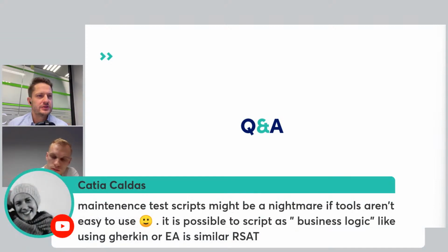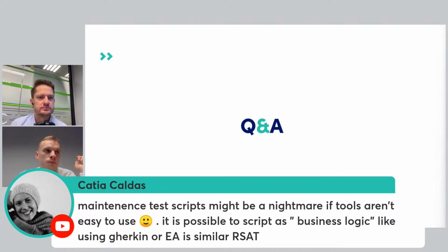And this is, I think, not a question. Maintenance of test scripts may be a nightmare if the tool isn't easy to use. Yes, that's correct. This is the nightmare. Is it possible to script as business logic, like using Gherkin for EA, similar to RSAT? The Gherkins are a little bit different for sure, but comparing EA and RSAT, you can be sure that Executive Automats is way easier to use. I personally worked with both tools, and what I like the most about Executive Automats is what you said, maintenance of the scripts: how we can record new steps, how we change the values, how we move scripts, how we copy steps, things like that.